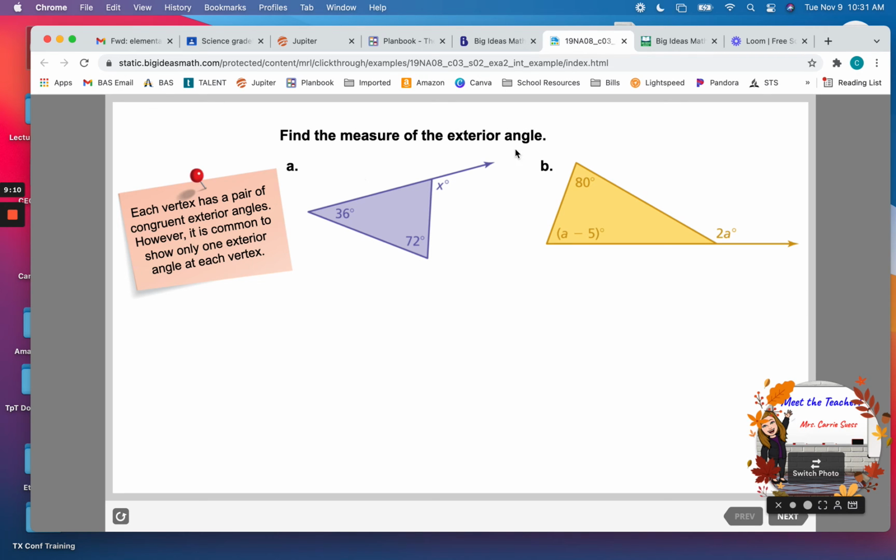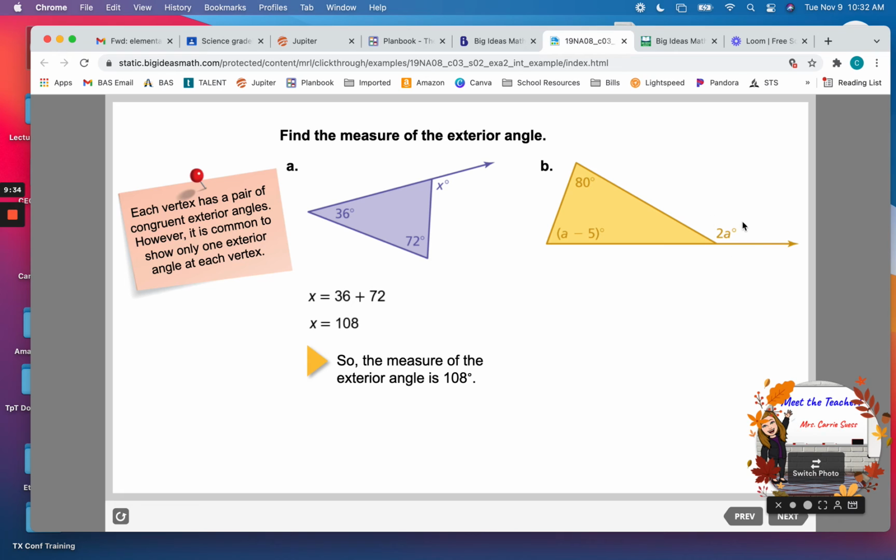All right, find the measure of the exterior angle. So we have angle X right here. The non-adjacent angles are what? 36 and 72. So you're going to add 36 and 72. What do you get? 108. So the exterior angle equals 108. It was really, really difficult, I know. All right, let's look at B.